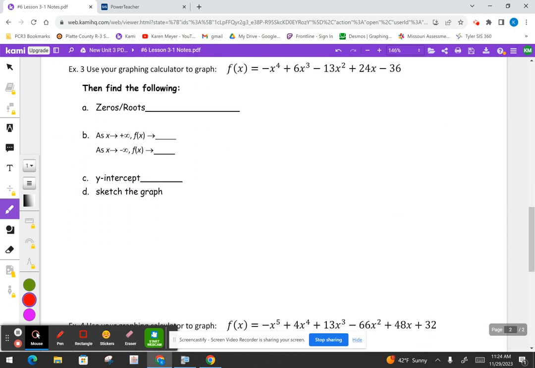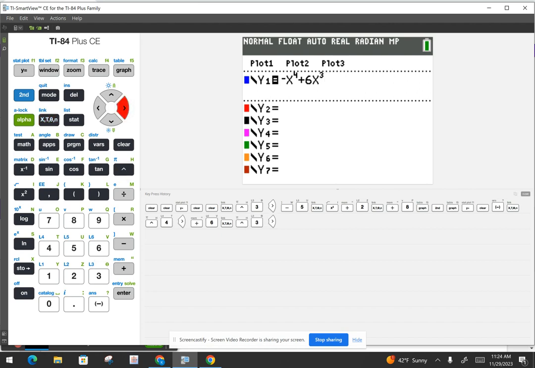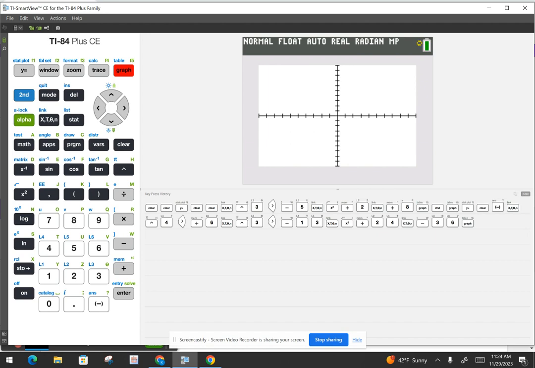So now let's go to here. Instead of scrolling for the chart, if you want to use a chart, you can, but I'm just going to go to the graphing calculator. I'm going to go back to y equals, clear this out, and type it in and look at the picture. So I got negative x to the 4th power plus 6x to the 3rd power minus 13x squared plus 24x minus 36. So I'm going to hit graph.